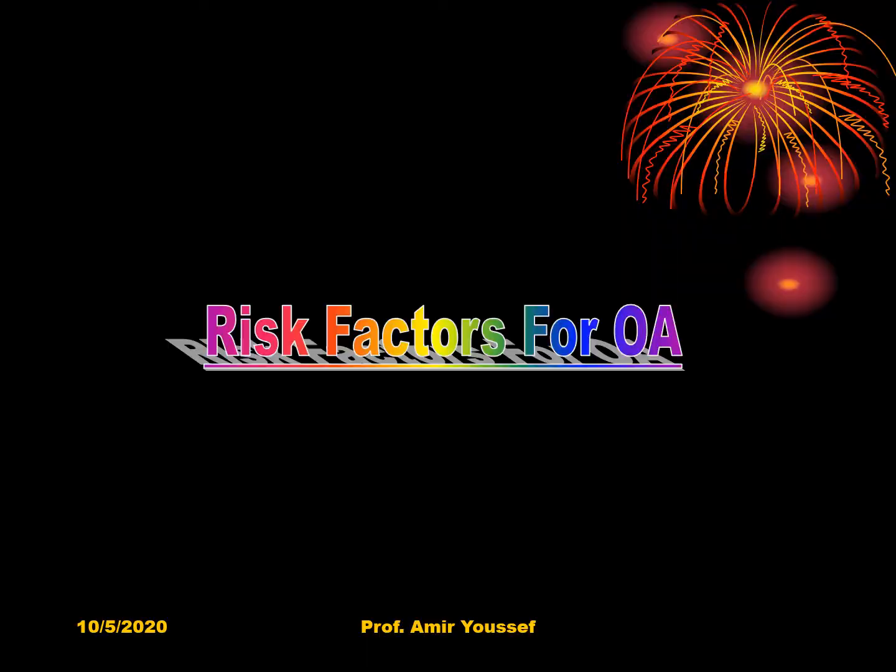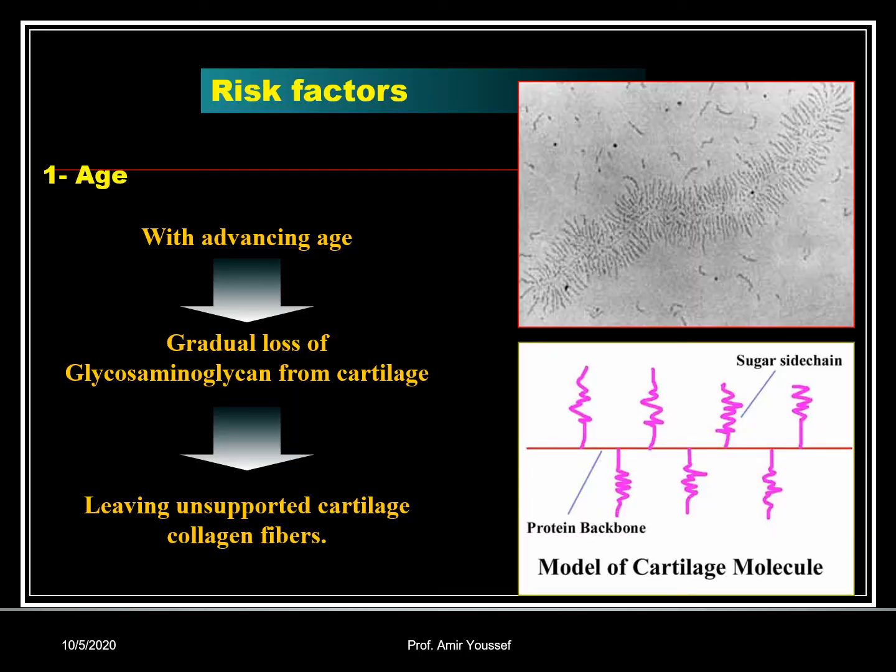Risk factors for osteoarthritis. Number one, age of the patient. With advancing age, there is gradual loss of glycosaminoglycan from cartilage, leaving unsupported cartilage collagen fibers. This is the model of cartilage molecule. This is a protein backbone, as you see, and sugar side chain.